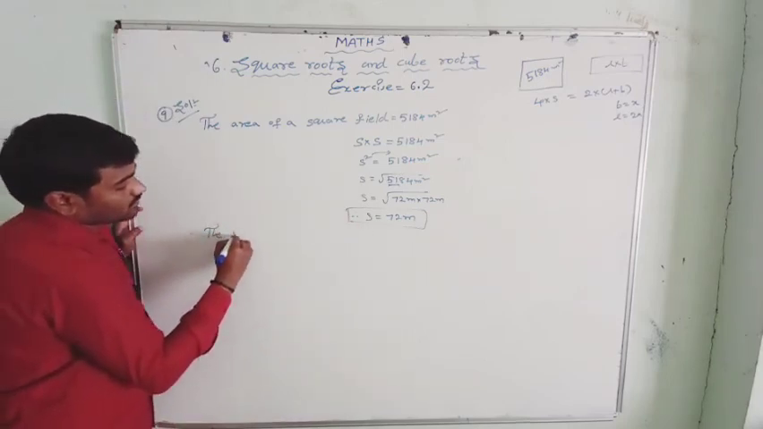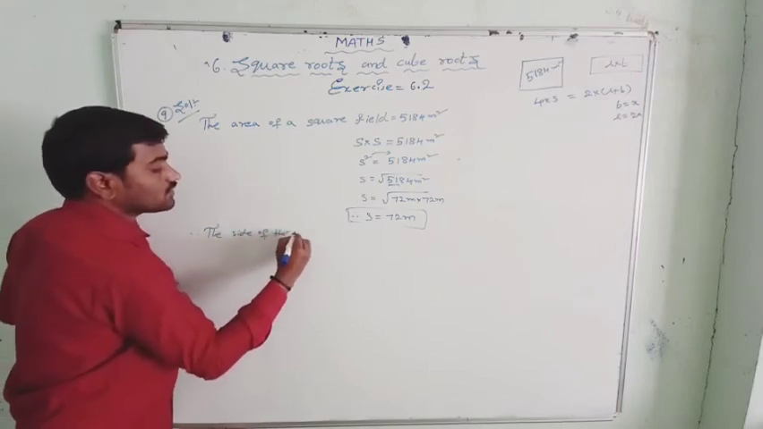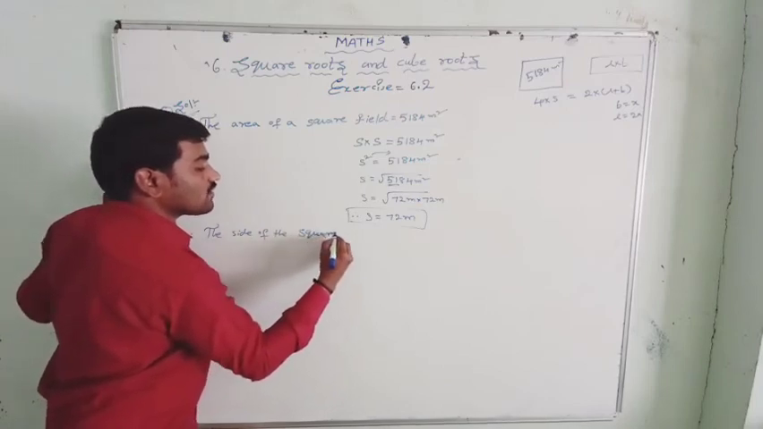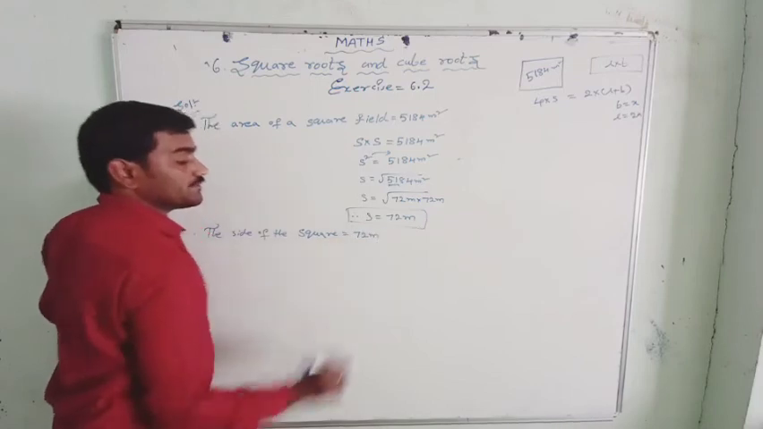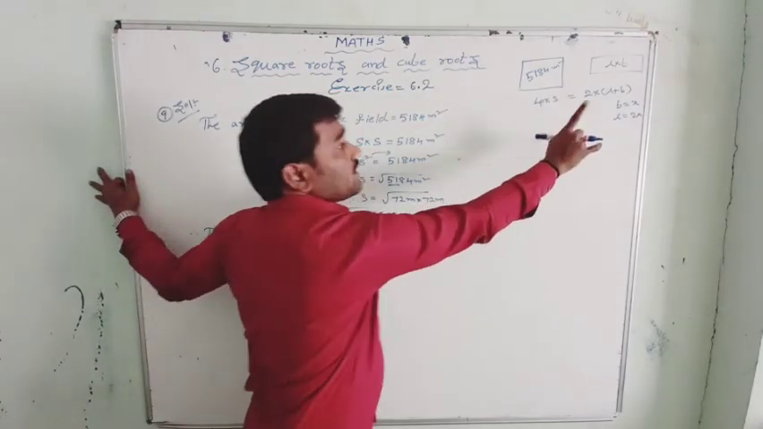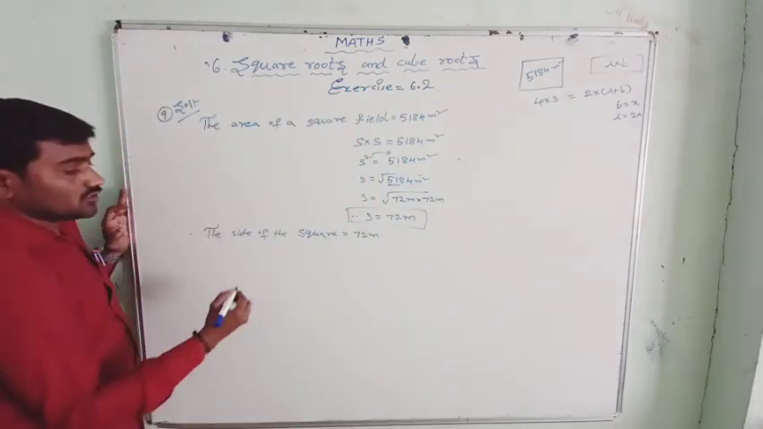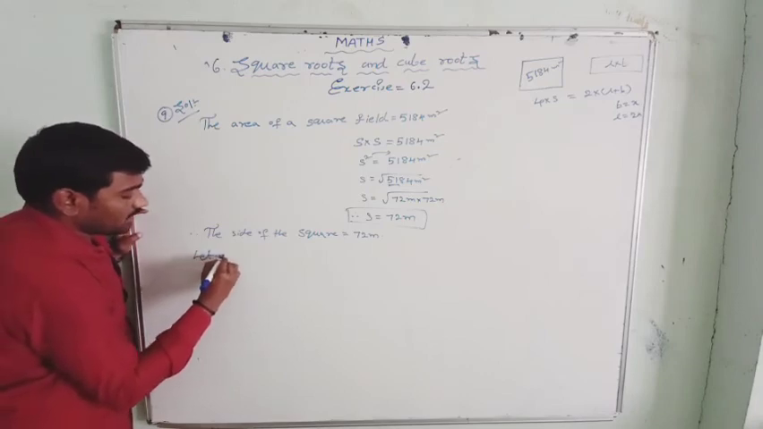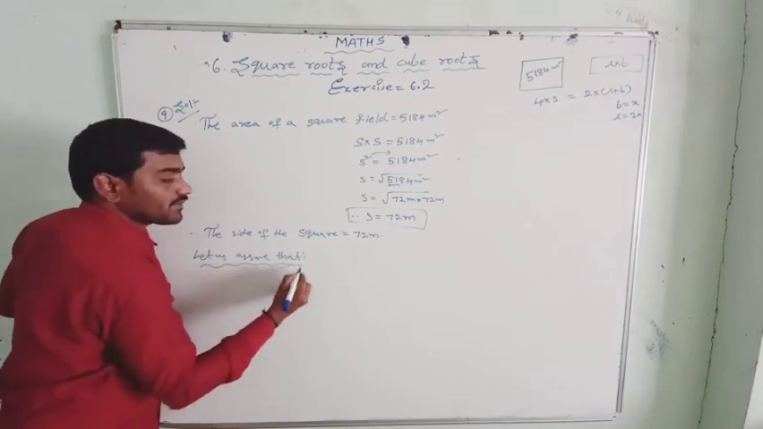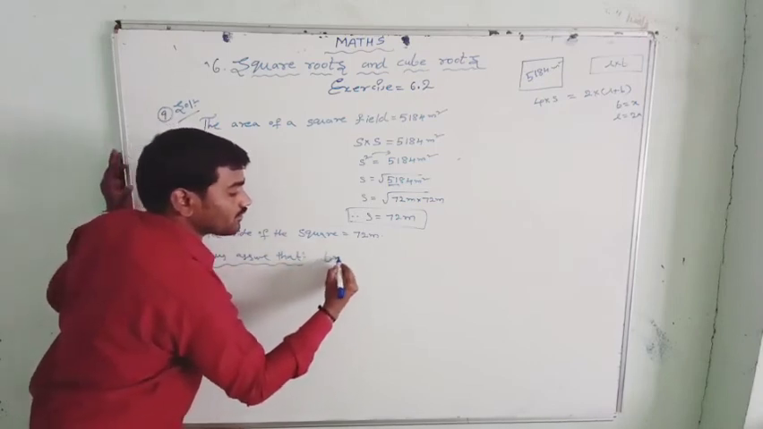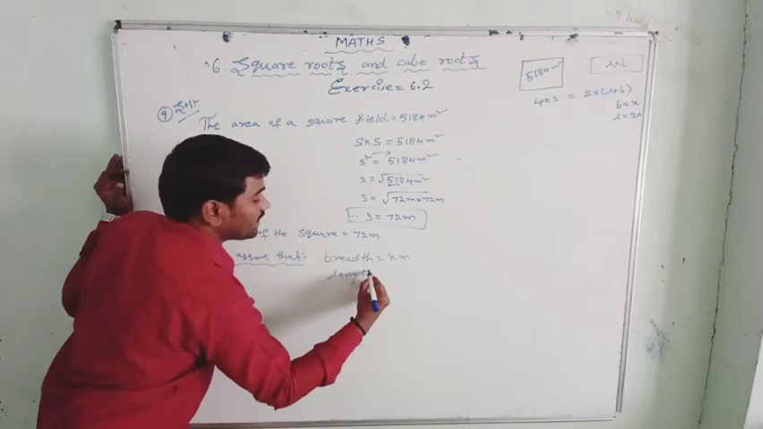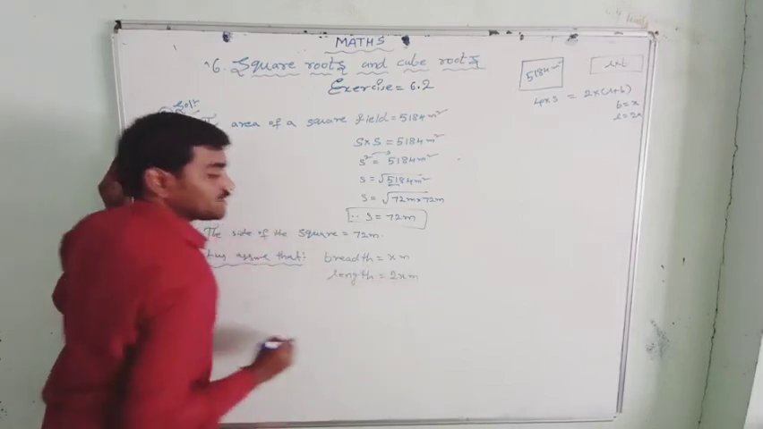Therefore, the side of the square equals 72 meters. Now we go for the rectangle. The length of the rectangle is twice the breadth. So let us assume that in the rectangle the breadth equals x meters and the length is twice the breadth, which is 2x meters.